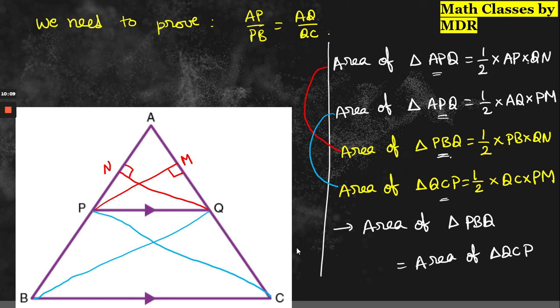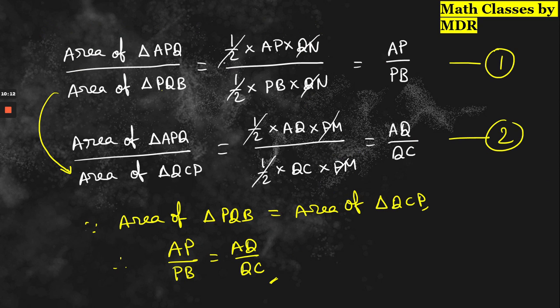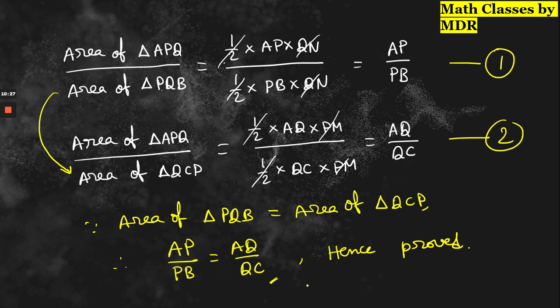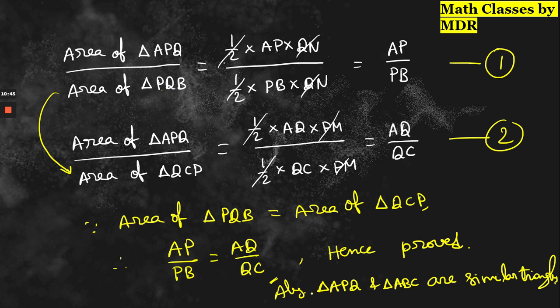So is that what we have to prove? AP by PB is equal to AQ by QC. Hence proved. This is what the basic proportionality theorem is. Right? So it also satisfies the condition of similar triangles. From the similar triangles property, triangle APQ and triangle ABC are similar triangles. I hope you have understood.